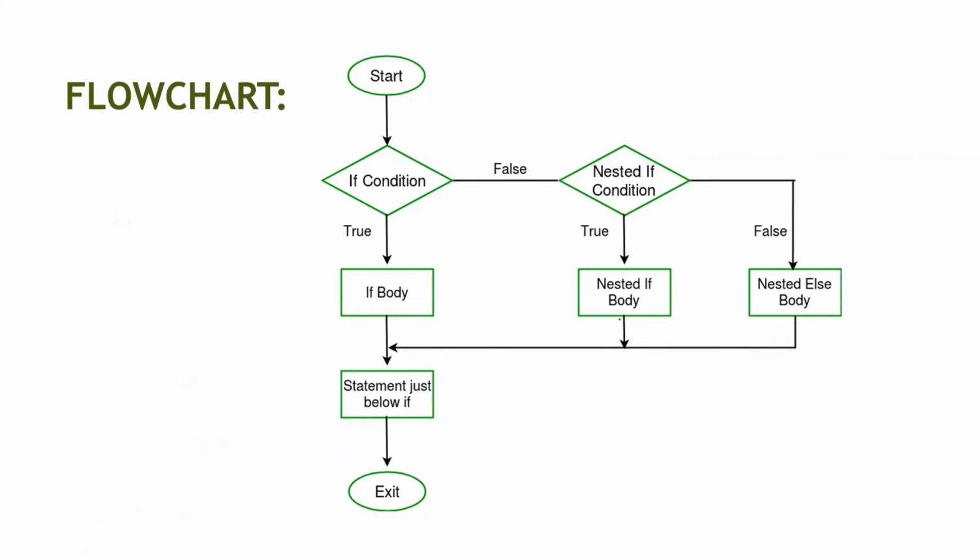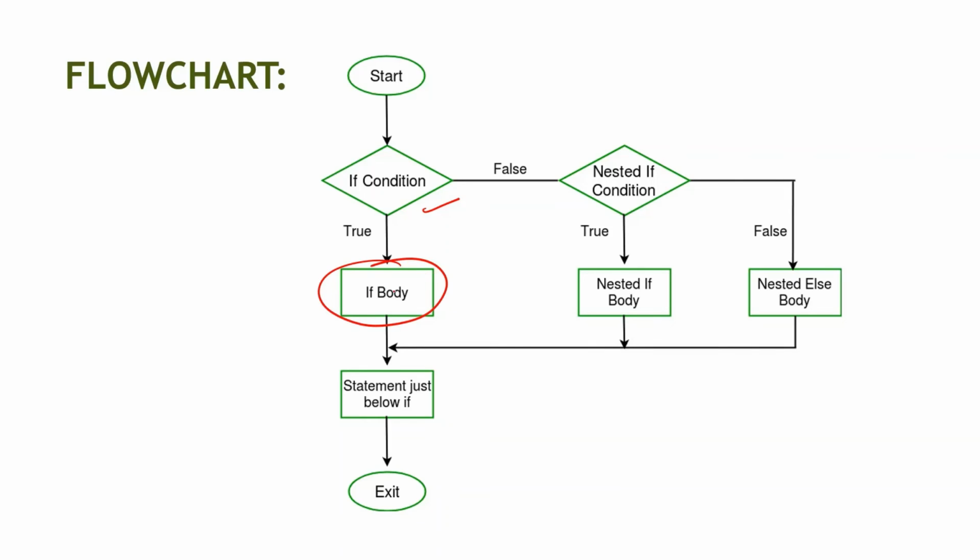So here is a flowchart for the nested if statement. When the if condition is true, it directly goes to the if body, and after executing the if body, it goes to the line after the if block. But when the condition is false, it goes to the else part, and inside the else part itself we have another nested if condition. Inside that we check again whether the condition is true. If it is true, it goes to the nested if body. If it is false, it goes to the nested else body. And in the end, it goes to the end of the block and exits.